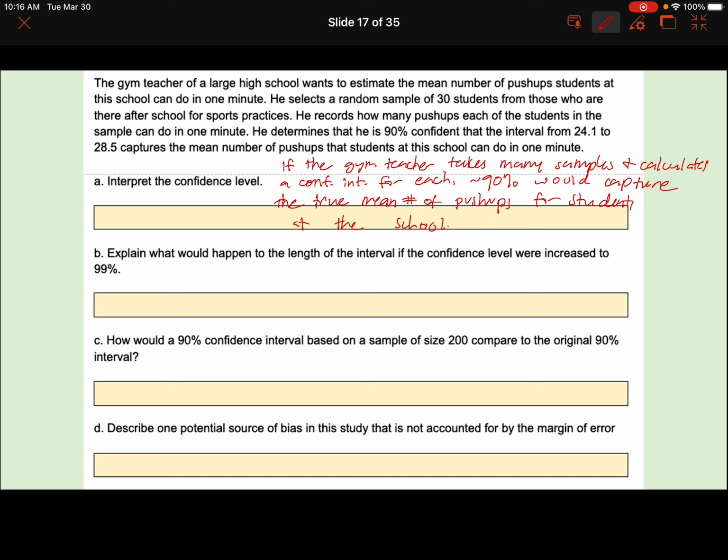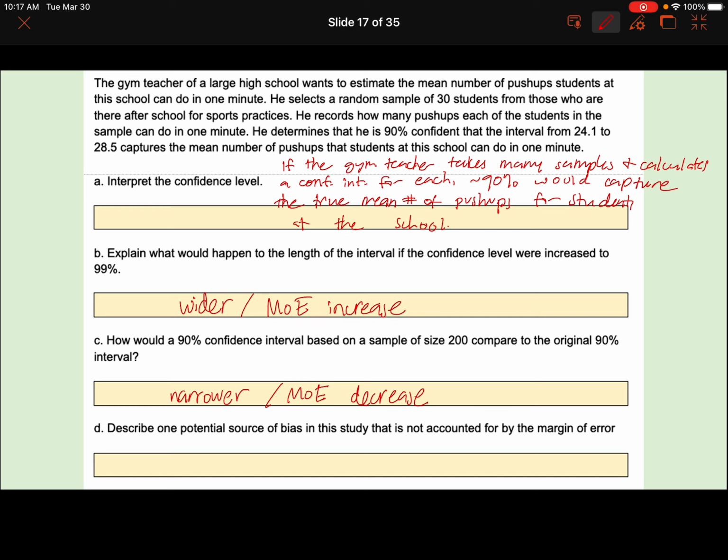All right, and then explain what would happen to the length of the interval if the confidence level were increased. So looking back at our notes, if you increase the confidence level, that means that the length will increase because margin of error is increasing. So your intervals will become wider because your margin of error is increasing. Okay. Next question, if now it's sample size of 200, your intervals will become narrower, meaning that your margin of error will decrease.